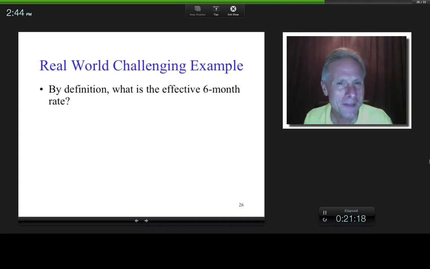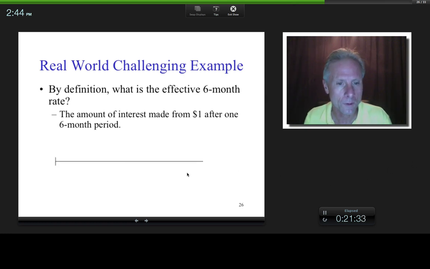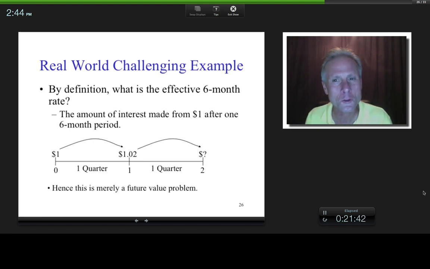But we want the effective 6-month rate. Well, what's the effective 6-month rate? How much does $1 grow into after how long? After 6 months. Well, we know that $1 after 1 quarter grows into $1.02, right? So is it a single cash flow problem to figure out what it grows into after 2 quarters or 6 months? It is, right? It's just a future value problem.